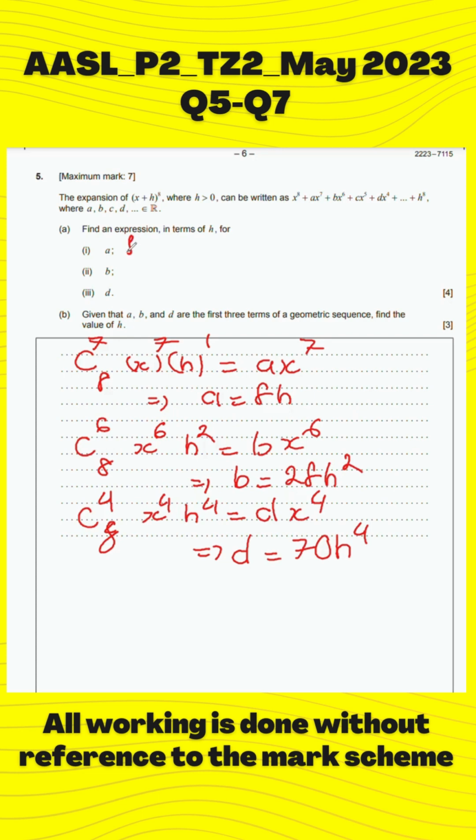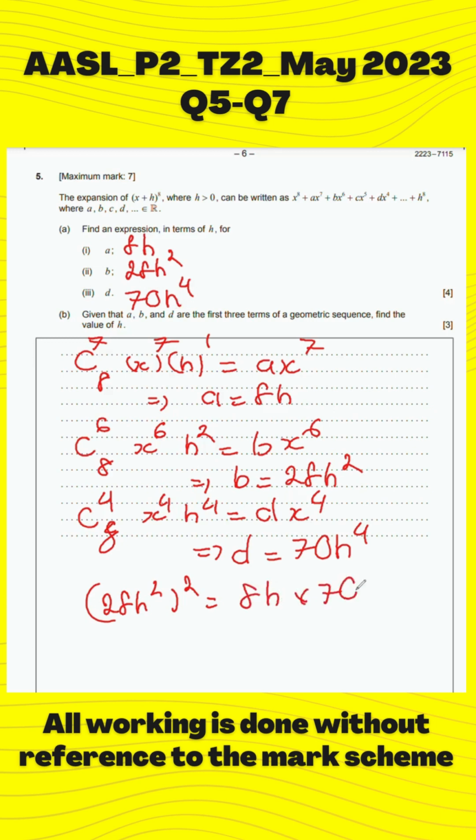So this is 8h, this is 28h squared, this is 70h to the power 4. Given that a, b, d are the first three terms of a geometric sequence, the middle term, which is 28h squared, equals the product of the left term and the right term. So 8h multiplied by 70h^4. So we have that h equals 28 squared divided by 8 multiplied by 70, which is 7/5.